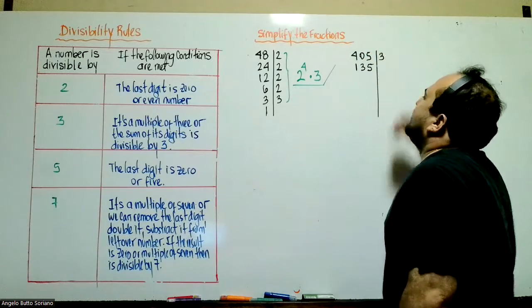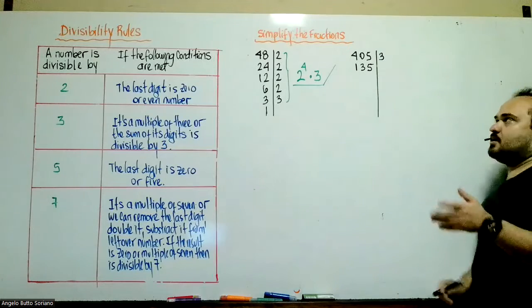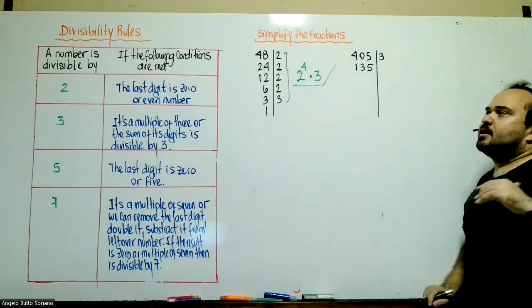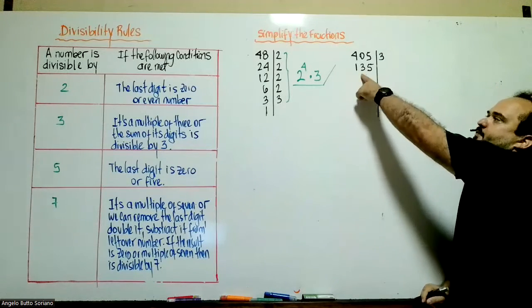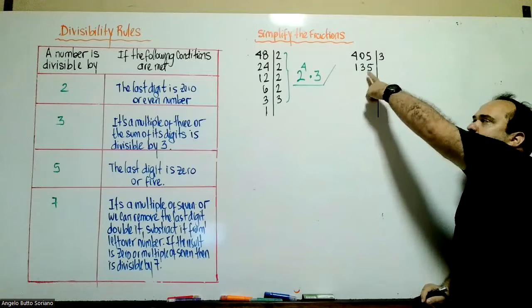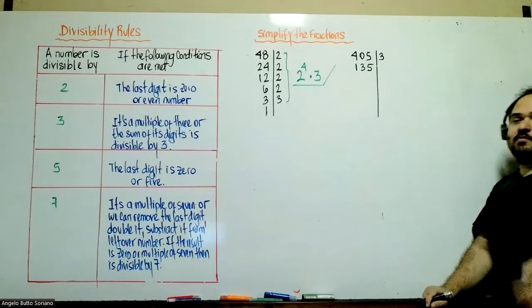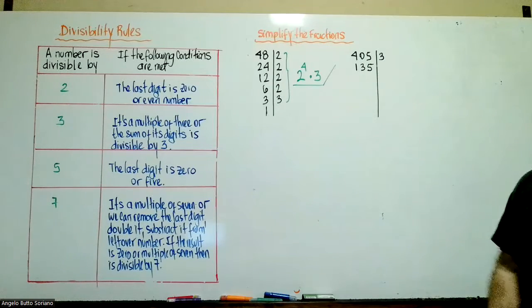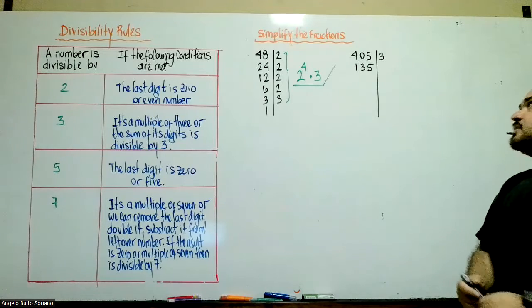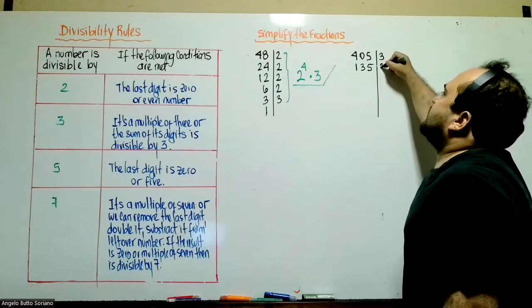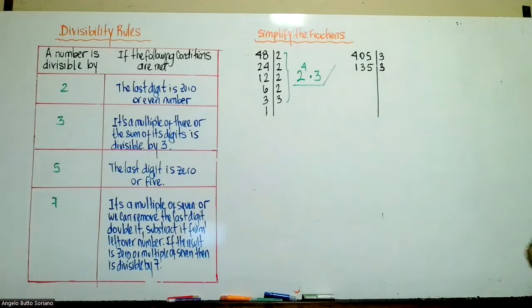135. And let's continue to check whether it is divisible by 3. 1 plus 3 is 4 plus 5, that will be 9. So what does that mean? That means we can continue dividing this expression by 3 because the addition of the digits gave us a multiple of 3. Well, 135 divided by 3 will be 45.